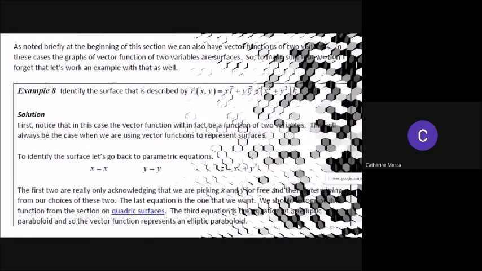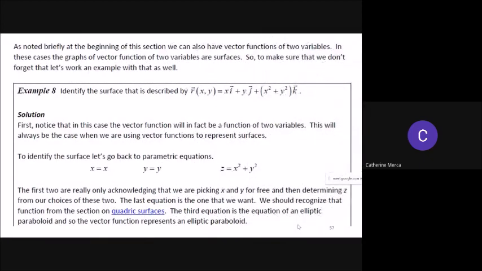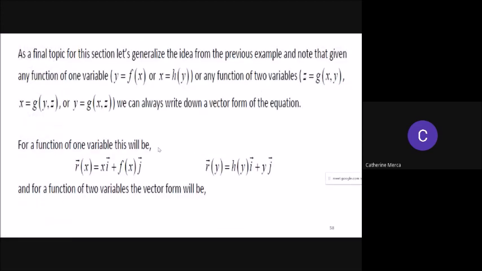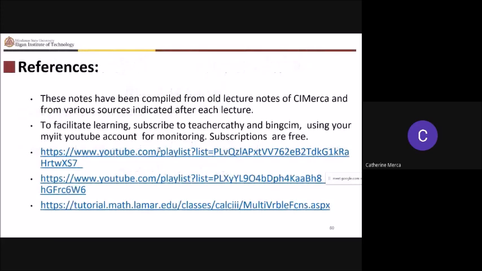We are near the end of the first part. Another example would be to identify the surface described by this. This one I leave to you. Example 7 you can go through. Okay. Hyperbolic paraboloid.